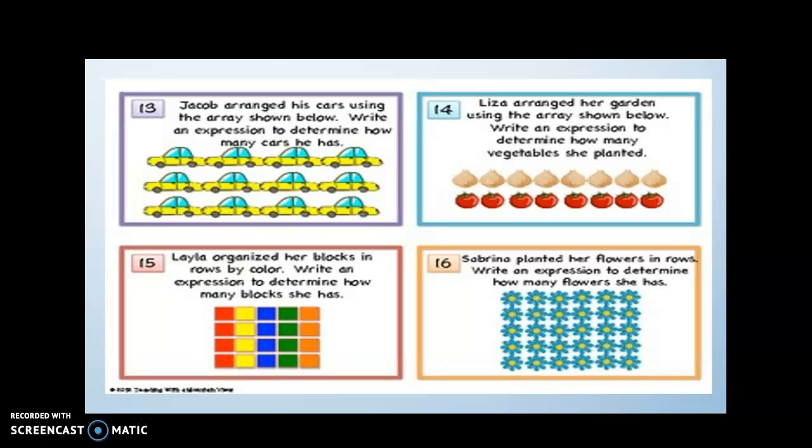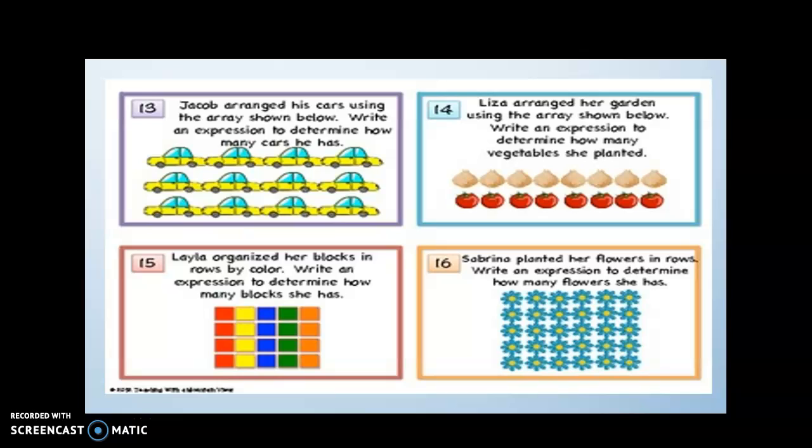All right, TT, tell me what the answer is to our problem. That is correct. We have 2 rows and we have 8 columns. 8 times 2 is 16. That is correct. We can confirm that Lizzie has 16 vegetables planted in her garden.